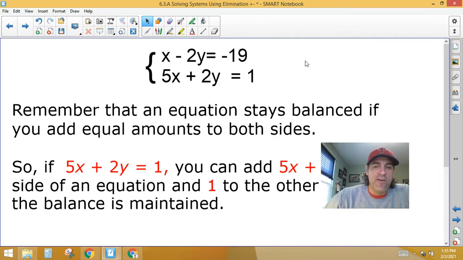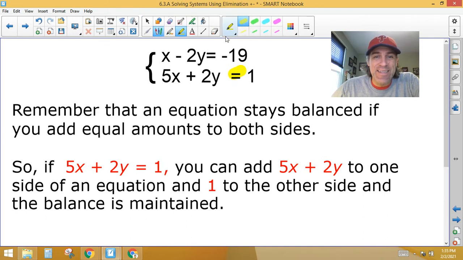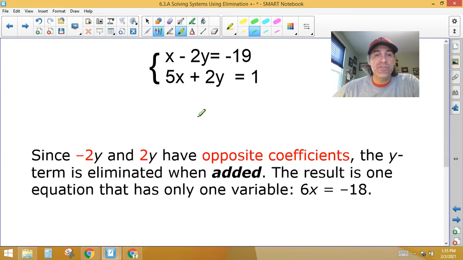So if 5x plus 2y equals 1, I can add 5x plus 2y to one side, and I can add 1 to the other, because this equal sign says this and this are equal to each other. Even though they look very different, if I add 1 to the right side and 5x plus 2y to the left side, it will stay balanced. It will be maintained. So in doing that, watch what happens.